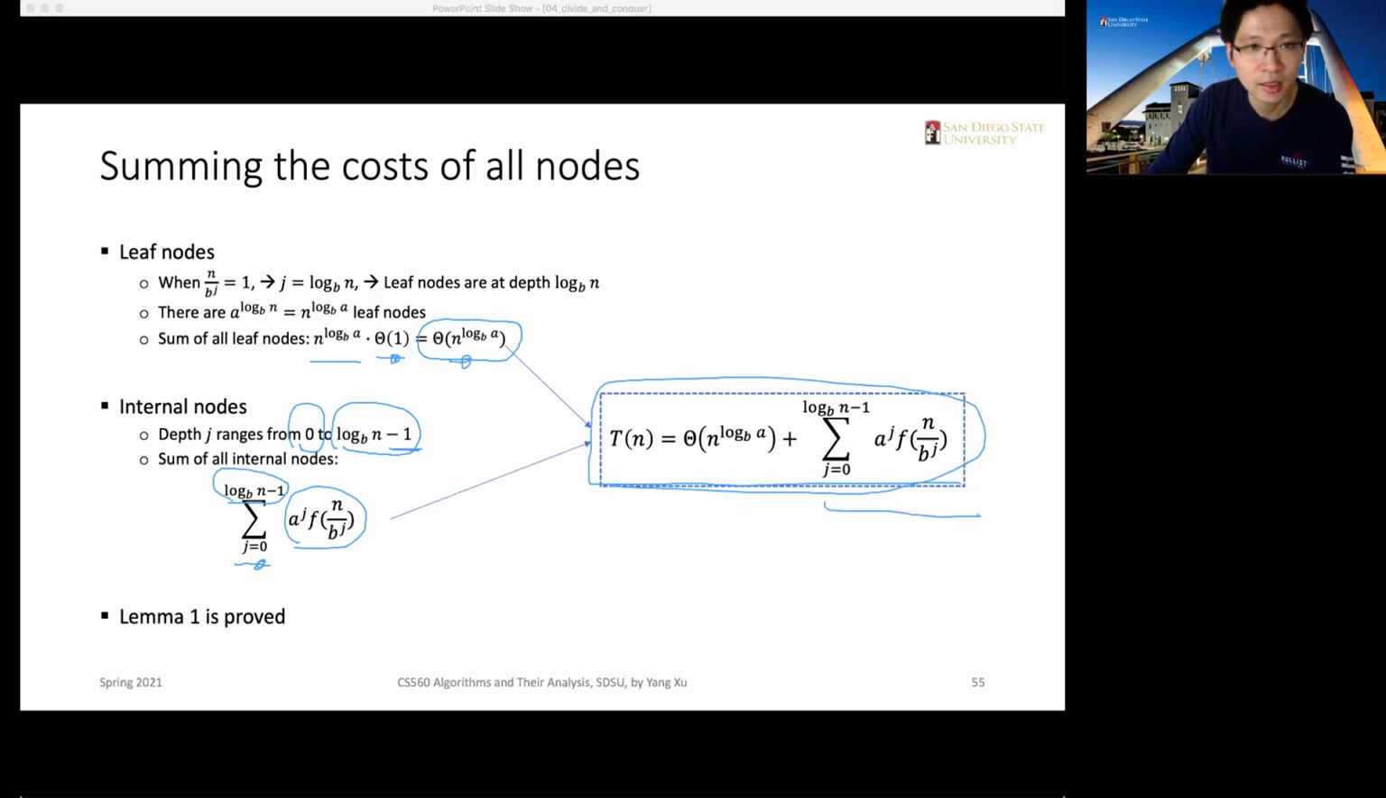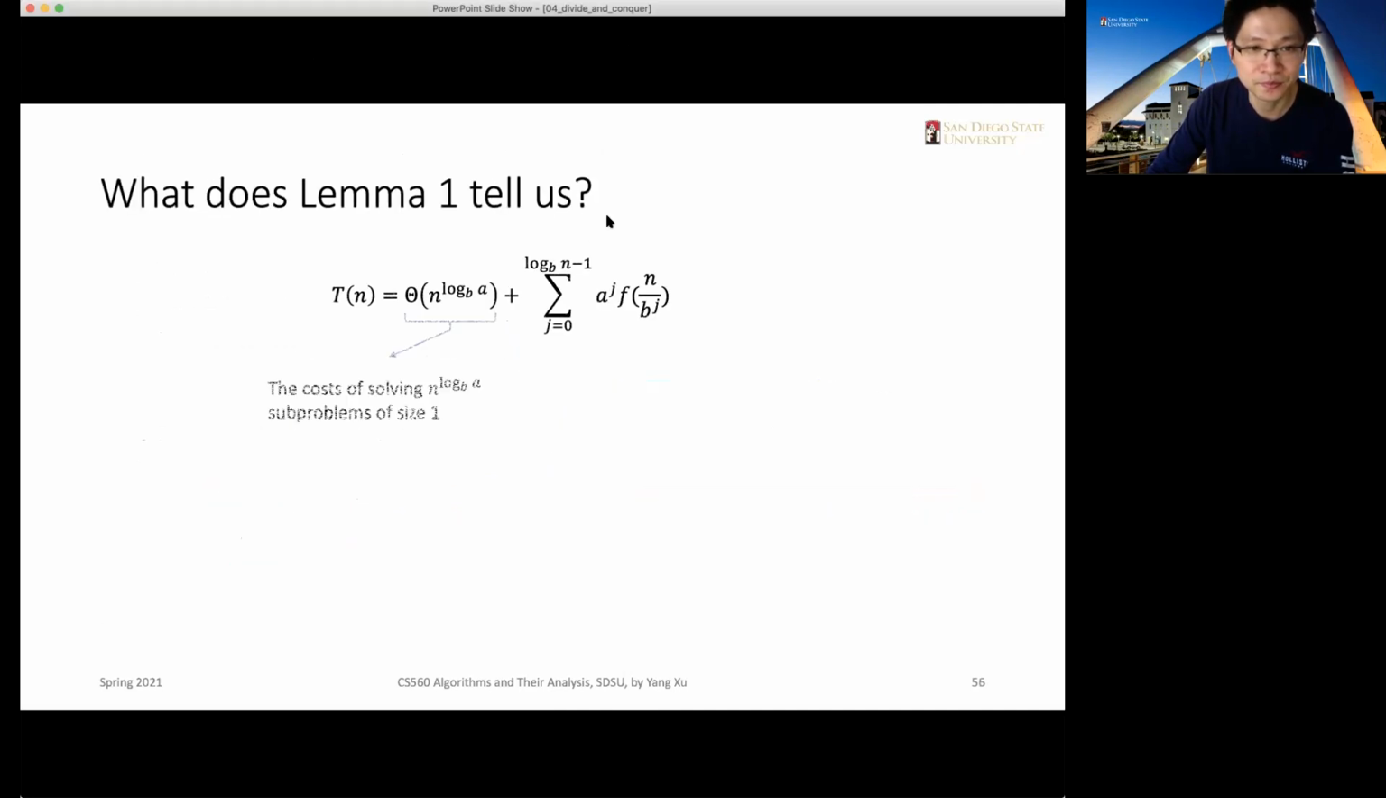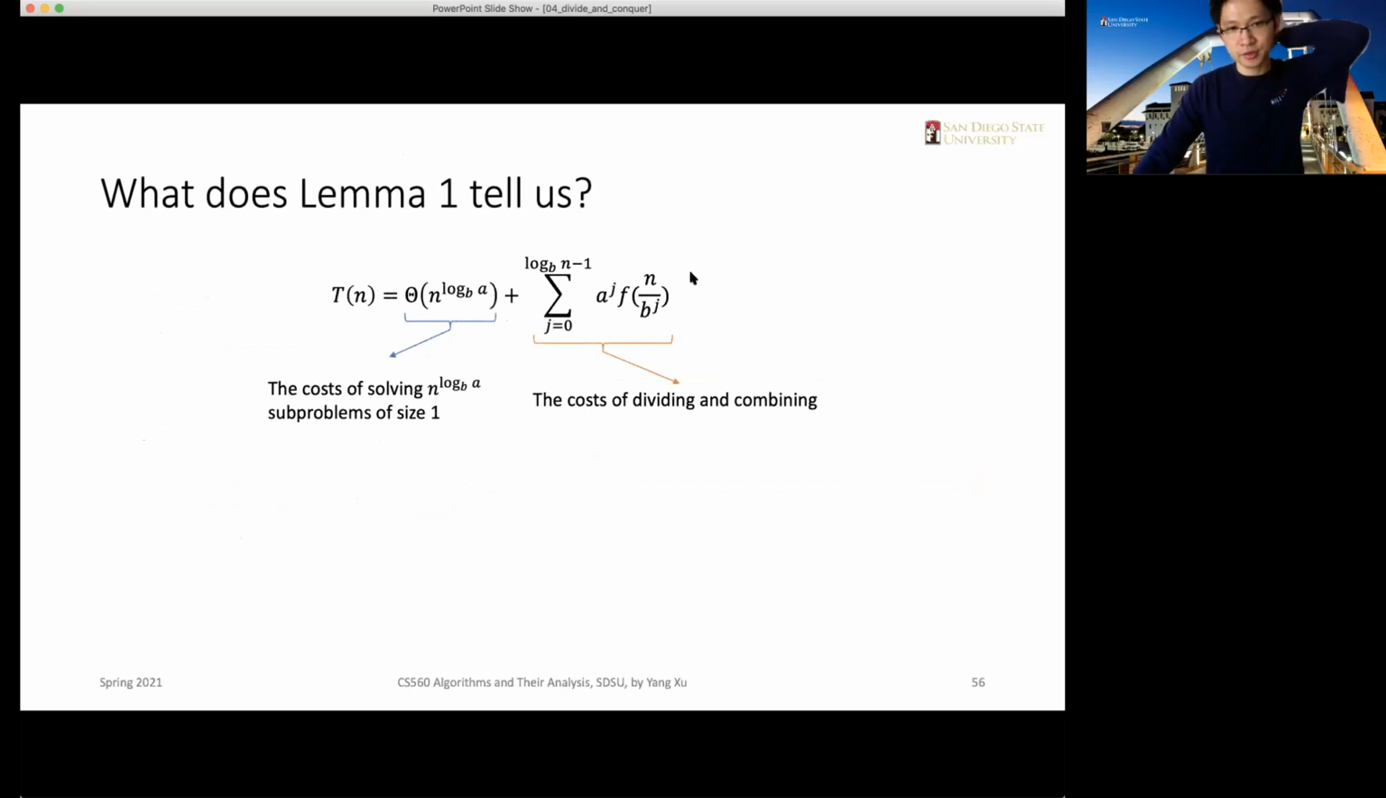We basically want to compare the summation parts, these two parts. The blue part is the cost for solving all the subproblems of size 1, because it is the bottom level. All the bottom levels are the smallest cases. We want to compare this cost with the second part, which is the cost of all the internal nodes, which means the cost for the dividing and the combining steps.